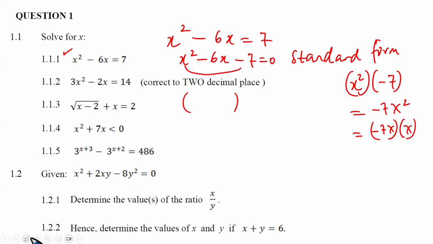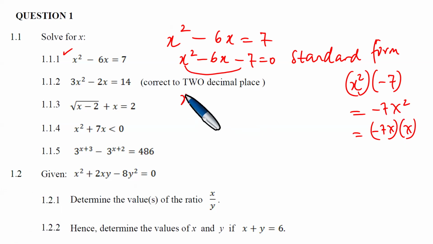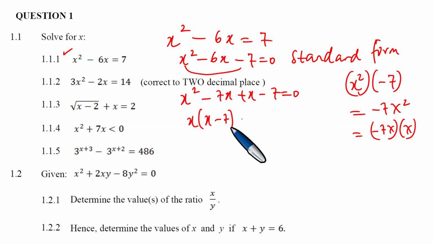At which point we are able to realize that we have here x squared minus 7x plus x minus 7 equals 0. We take out the highest common factor of the first two terms. What is the highest common factor of these first two terms, Tando? x, leaving us with x minus 7, and then here we have x minus 7, and the result is 0.